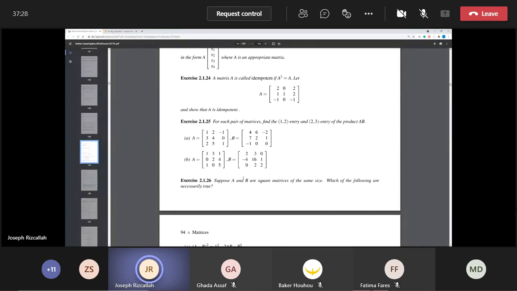For each pair of matrices, find the 1-2 entry and the 2-3 entry of the product AB. Let me write what is given. 2.1.25 B. The matrices are A: 1, 3, 1, 0, 2, 4, and 1, 0, 5. And matrix B is 2, 3, 0, minus 4, 16, 1, and 0, 2, 2.